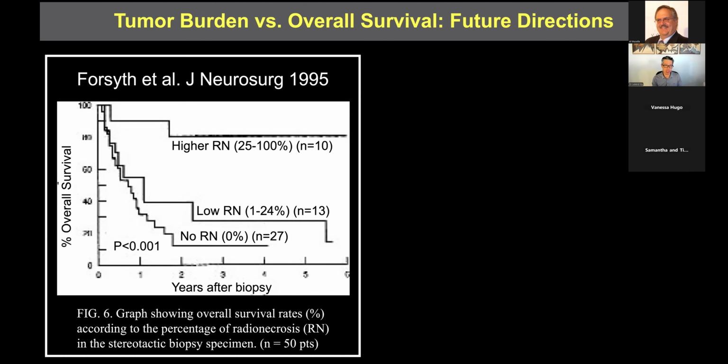There's data certainly that suggests that the more tumor you have, the worse your prognosis. So this is a study from Forsyth et al. It was published back in 1995. All they did was sample different areas of an enhancing lesion and quantify it histologically. And what they found was that the more post-treatment effect that came out of the biopsy samples, generally the patients survived longer. And the more tumor that those biopsy samples showed, generally the patients did worse. But again, I think the total number of patients there was 50.